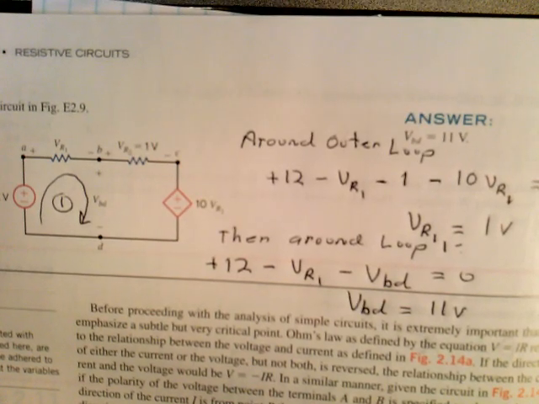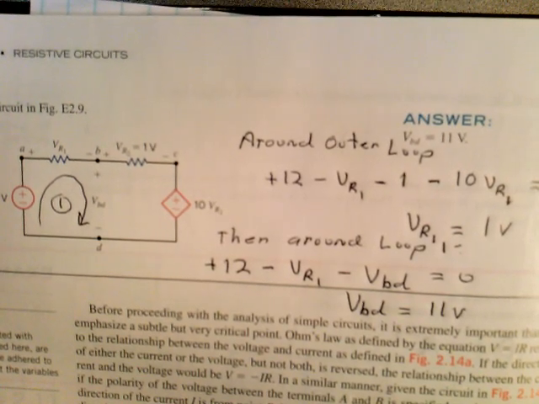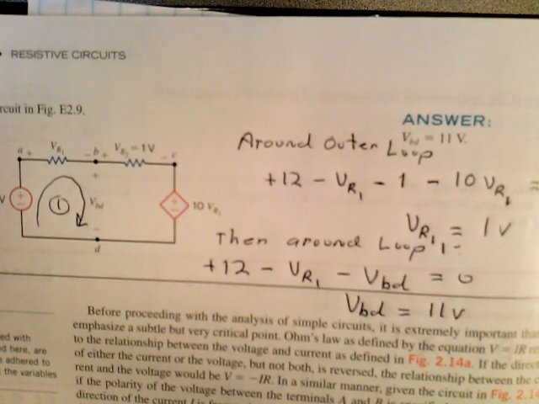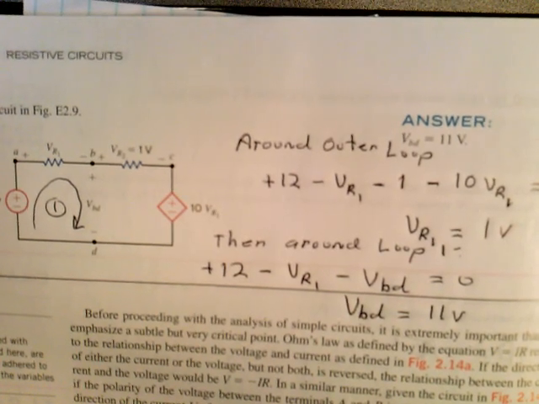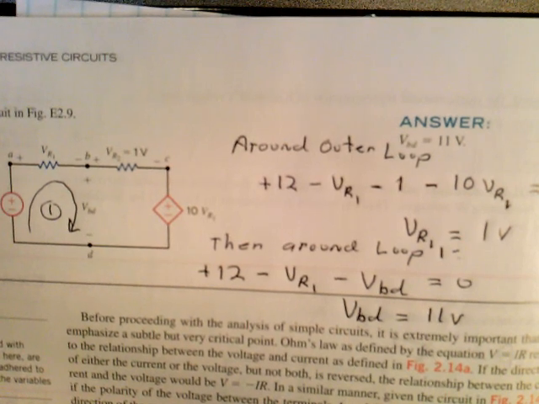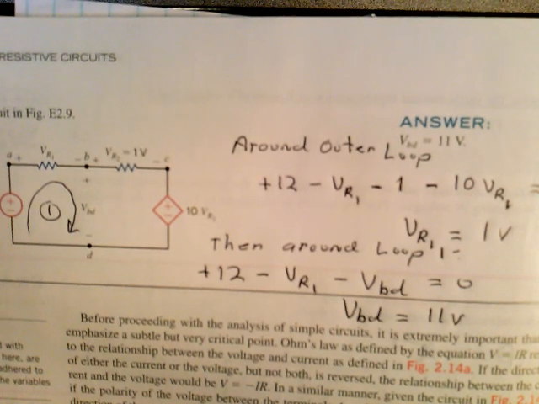And then I made my own loop. I called it loop 1. And I used Kirchhoff's voltage law around that loop. And I used the VR1 I found in the first equation. And I ended up with VBD equal 11 volts.